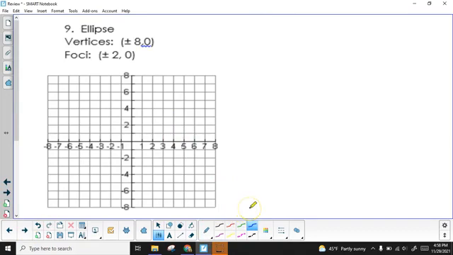On our first problem, this is an ellipse. The vertices are plus or minus 8, 0. You might find it helpful to write this out. This plus or minus 8, 0 can be written as (8, 0) and also (negative 8, 0). So when we plot that, (8, 0) is here, (negative 8, 0) is here. These are vertices. And for the foci, plus or minus 2, 0. Again, we could write this as (2, 0) and (negative 2, 0), because plus or minus is actually two values. So (2, 0) and (negative 2, 0).